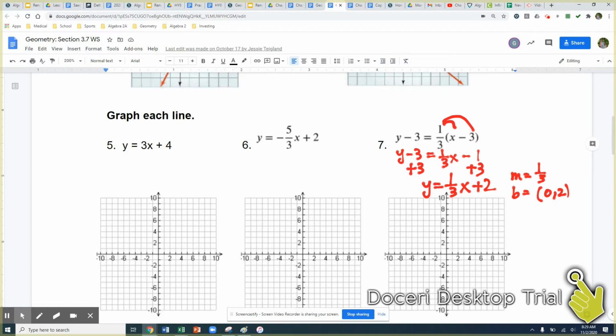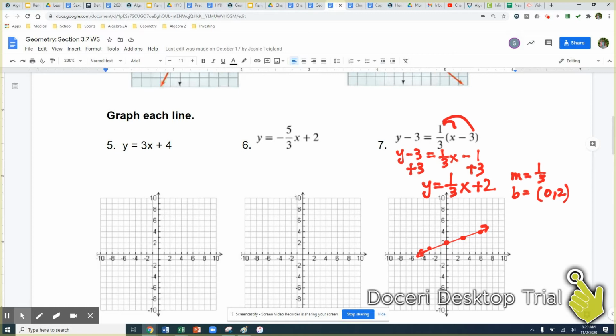Your b is actually going to be the y-intercept, 0, 2. There it is. And we've already graphed it, but that's going to be another way that you can graph those solutions. So if you wanted to, you can take your point slope form, do a couple little algebra moves to it, and get it back into slope-intercept.